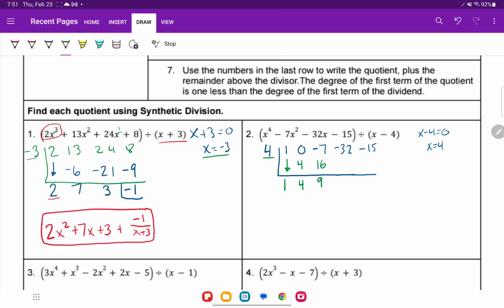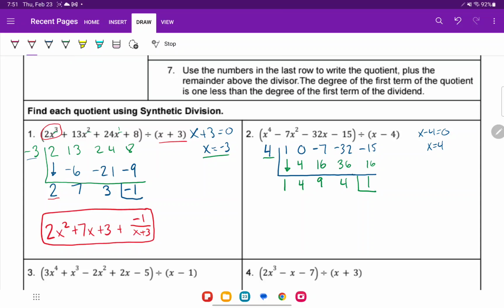And we're just repeating that process. Pivot point times 9, so 4 times 9 is 36. We place that in the next column. We combine negative 32 plus 36 is going to be positive 4. And again, repeat that one more time. 4 times 4 is 16. Place that in the next column. Combine, negative 15 plus 16 is 1. And that right there is going to be my remainder.